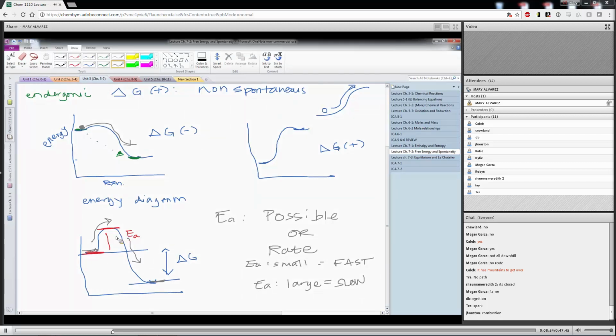A good example of something which would be favorable but doesn't happen is diamonds. Diamonds are actually much higher in energy than coal. So diamonds should spontaneously decompose into coal, but they don't have a path. There's no easy way for those chemical bonds to shift, so the energy of activation for that process is too high. So even though it would be spontaneous for diamonds to decompose into coal, it's not something that happens because the energy of activation is so high that the rate is essentially zero.